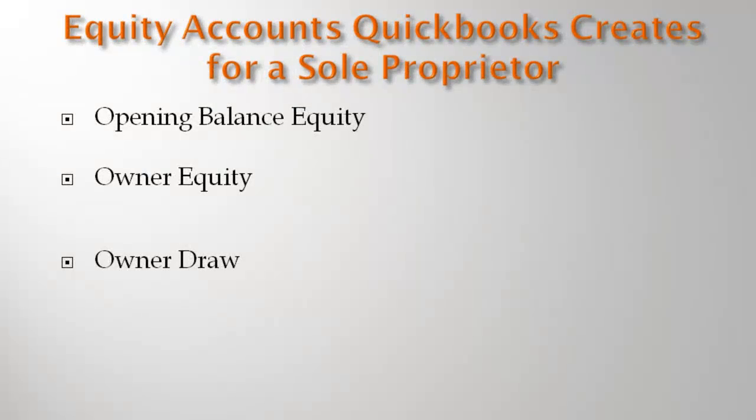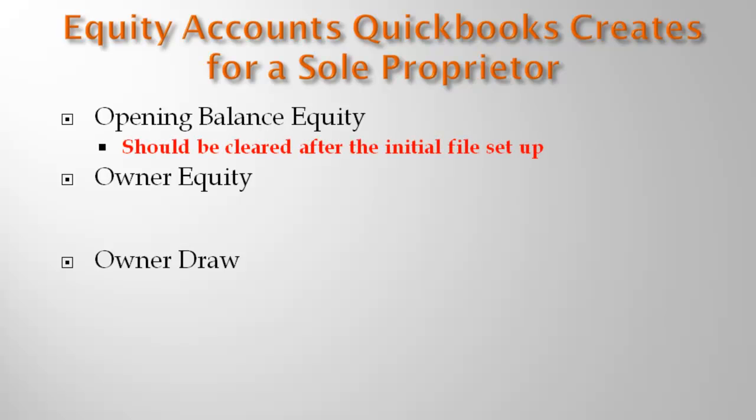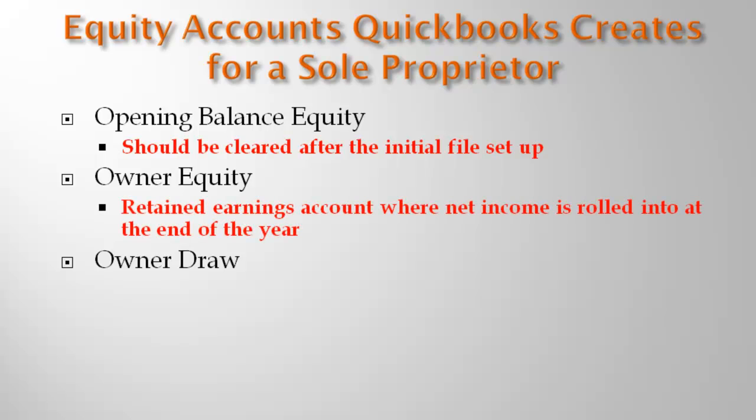QuickBooks will create different account structures for equity depending on the type of business you select when you create the file. For this tutorial, we'll concentrate on a sole proprietorship. Opening balance equity is a holding account used to offset entries when a new file is being set up. The balance of this account should be zero once the new file is established.